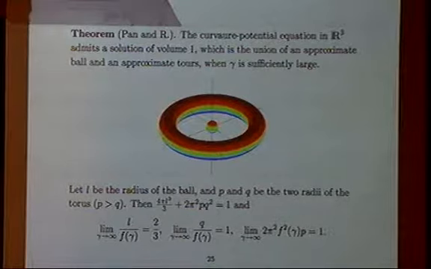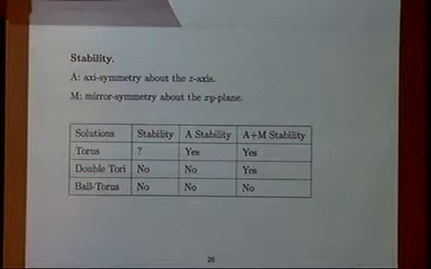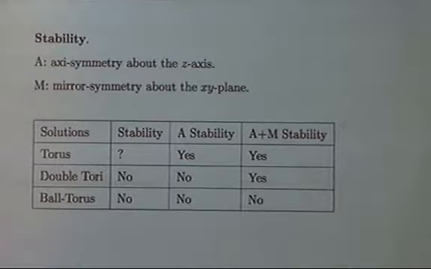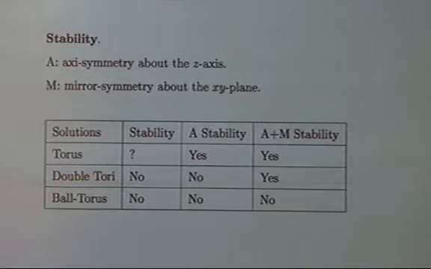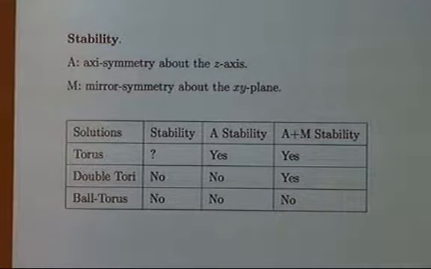And what else do I want to say? Okay, stability. How about the stability of these three torus-related solutions? I mentioned the three: a single torus, a double tori, a bigger torus and a smaller torus, and a ball inside a torus. Unfortunately, I don't have a complete answer. This part is missing.